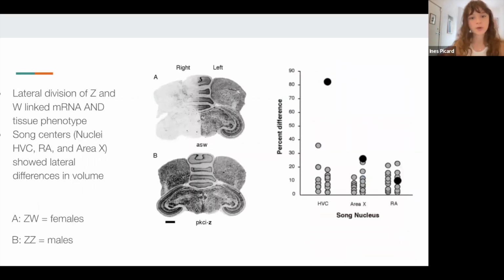Now looking at the brain in the figure in the middle, they looked at sex-linked mRNA production.